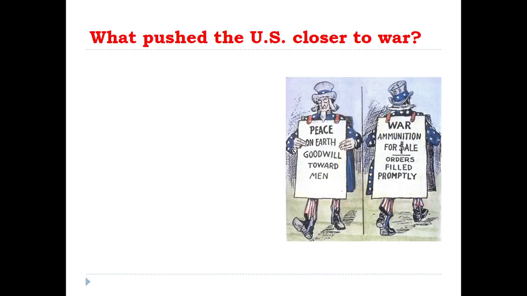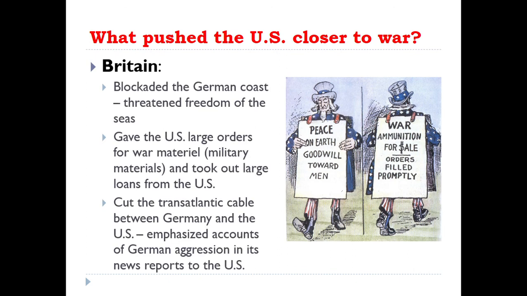What's going to happen that pushes the US toward war? Well, the British are going to do some things that push us toward war. One is that they're going to blockade the seas and not let any of our ships, even neutral ships, come to or from Germany. That threatens freedom of the seas, and the United States doesn't want that. Even though we're declaring ourselves neutral, we are selling tons of weapons, tons of war material to the British, to the French, much more to that side, to the Allies, than we ever do to the Germans.